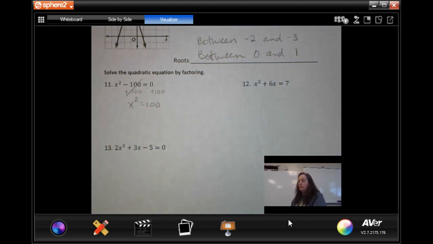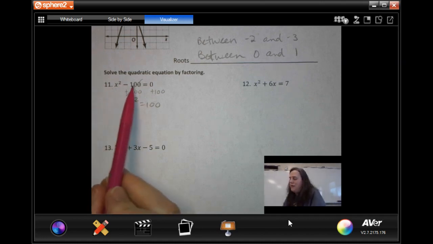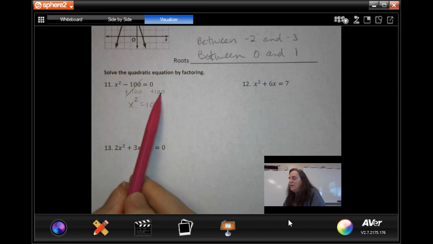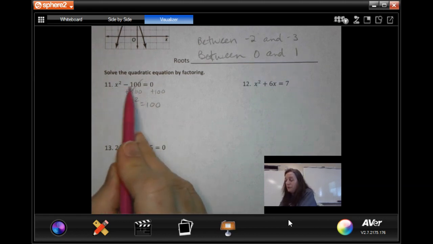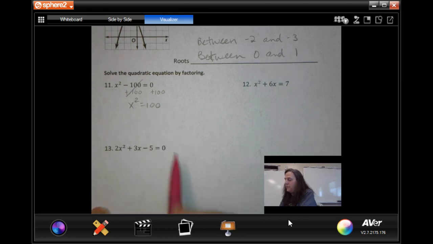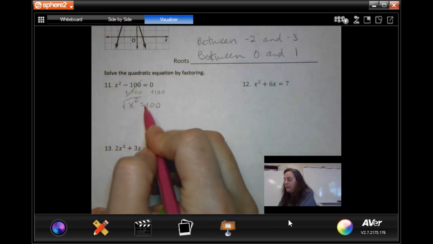X squared equals 100. That wouldn't really work if this had been a plus 100, because when I move it to the other side, it would be a -100. And then we get imaginary. We haven't gotten to imaginary numbers yet. But if there's a -100, it moves over to the other side as positive. So this one works out great.